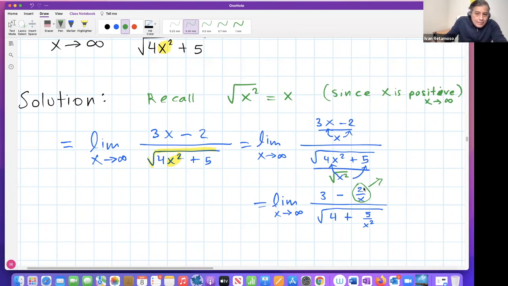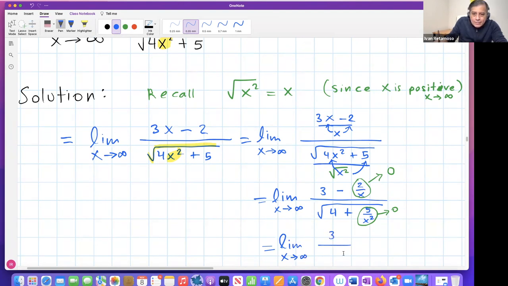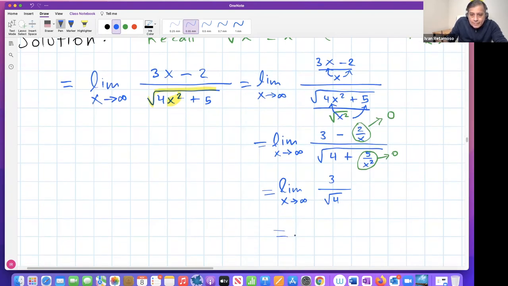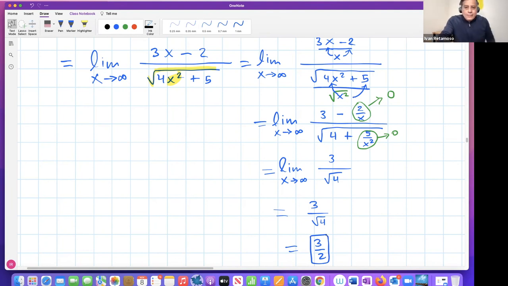Now, this guy will be zero in the limit. As x is huge, this becomes zero. This 5 over x squared also will be zero. Excellent. But what is left? And here we have to be careful. It will be the limit as x approaches infinity of 3 on the top, the zero disappears, over the square root of 4, because the zero disappears. But what's that? Well, this would be 3 over the square root of 4, which is just 2. Great. 3 over 2, then, is the final answer. You follow, guys? Final answer, 3 over 2, okay?